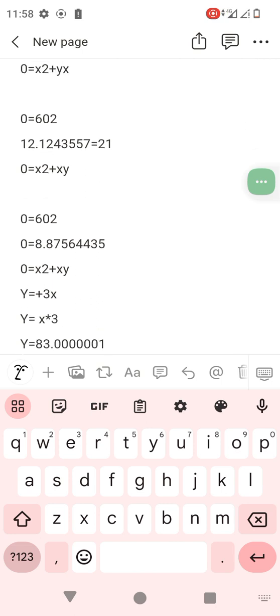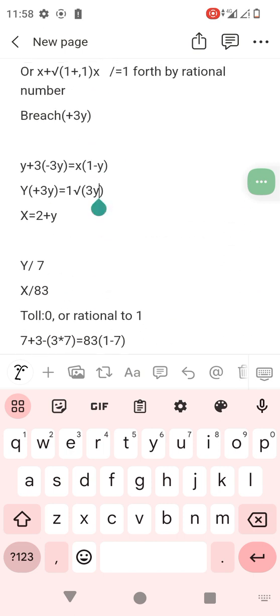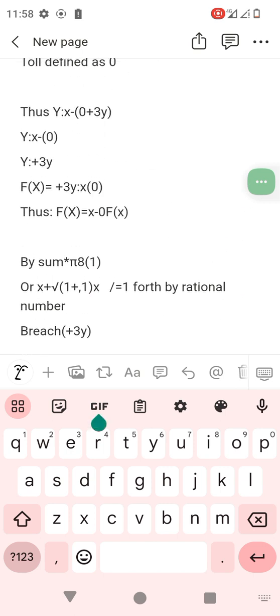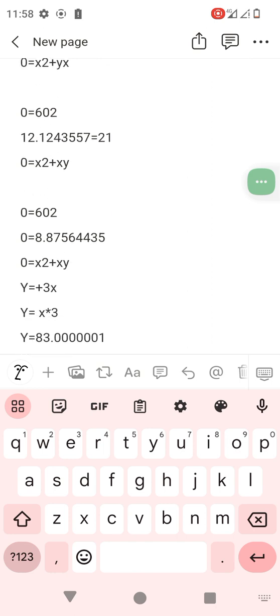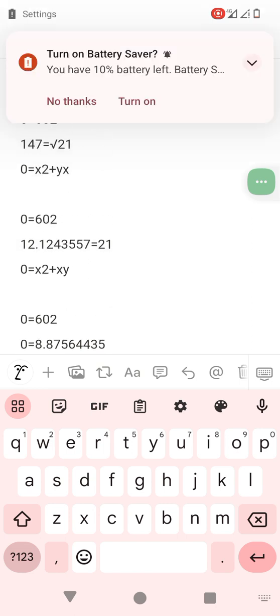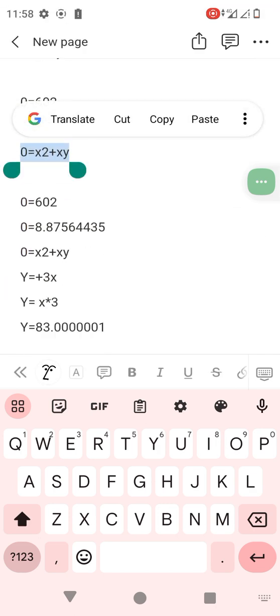And then it's getting interesting, because as we defined tol as x minus 0 or plus 3y, you can equate this to epsilon plus 3x or epsilon as x times 3, hence this equation. And then you suddenly get an interesting idea.